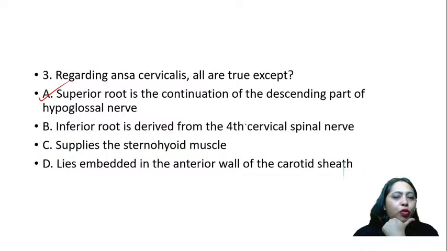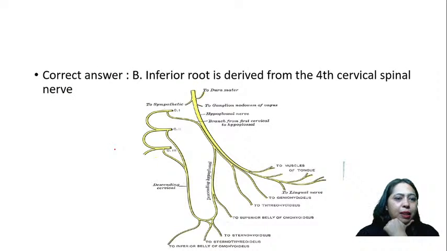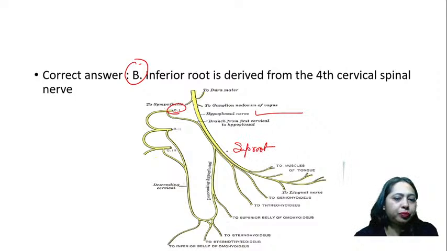The inferior root is derived from the 4th cervical spinal nerve. Is it correct? Okay. Now SK says the answer is B. It supplies sternohyoid, lies embedded in the anterior wall. So let's see if it is 3B. Yes, the answer is correct. It is 3B. So look at this. There is the hypoglossal nerve and there is also the C1. The C1 and hypoglossal join together to form the superior root.